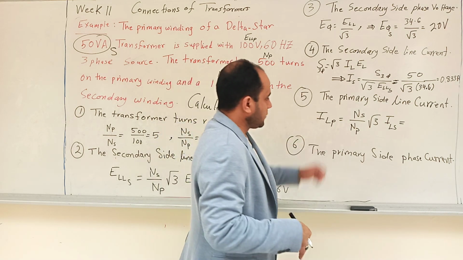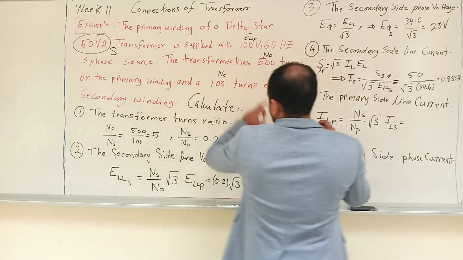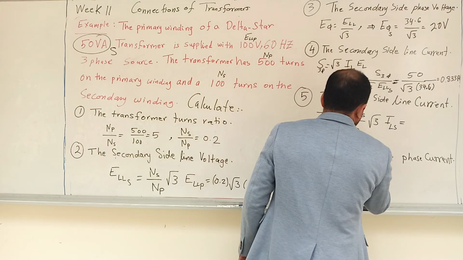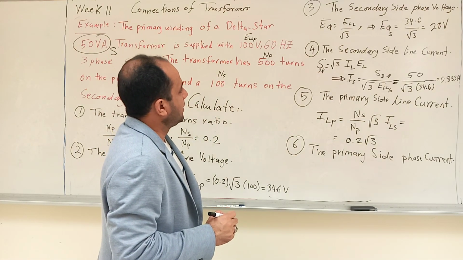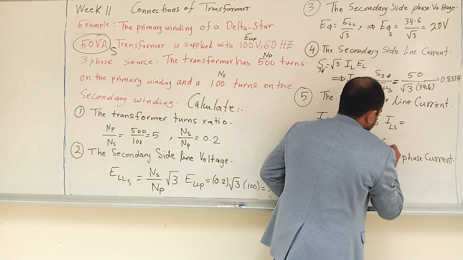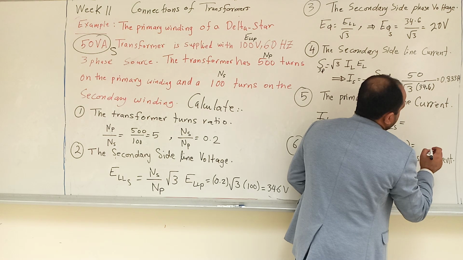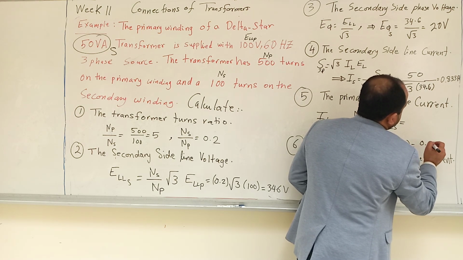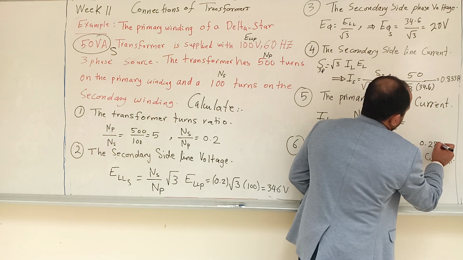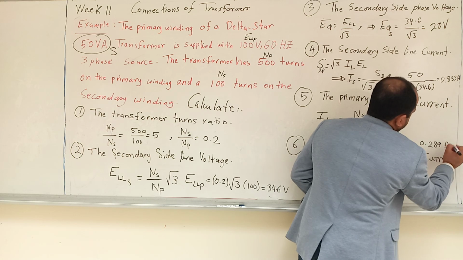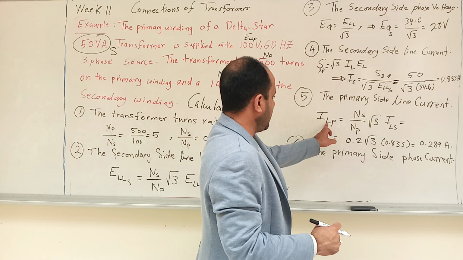So what will this be? NS over NP, we just calculated, that's 0.2 times root of 3. And I line secondary, where is I line secondary? It is this 0.833. So this is almost 0.289, let's say 289 ampere. That's the primary side line current.